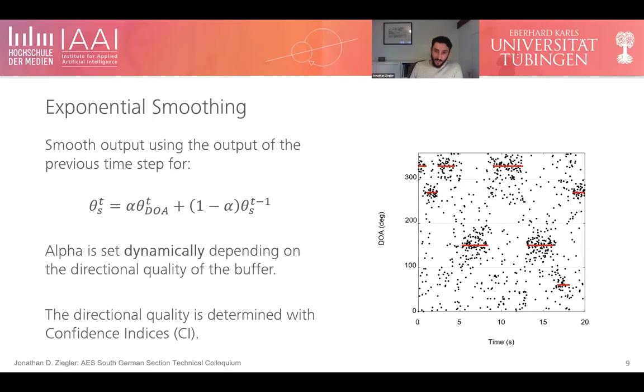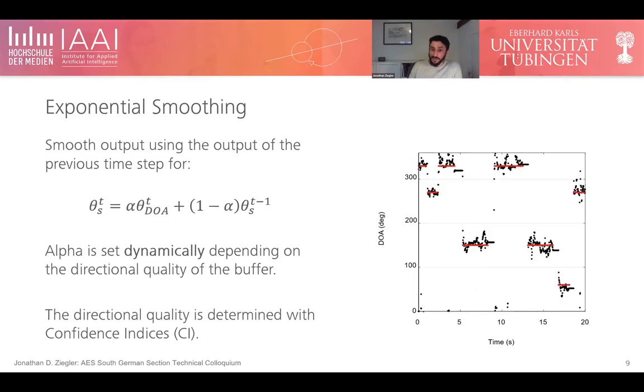So in other words, how confident are we that this time step contains actual valuable positional information that we will use to adjust the tracker's direction. This process we called confidence weighting, with a few different factors that we called the confidence indices.